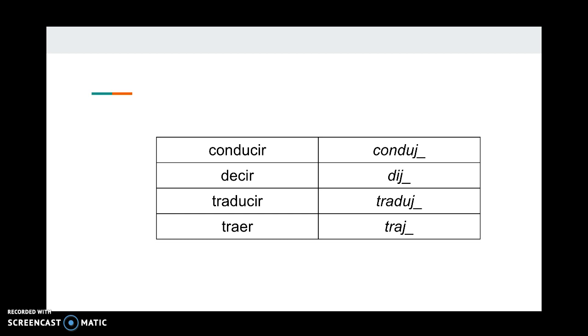So, we have here conducir, to drive. The strange stem is conduj. Decir, to say or to tell, and the strange stem is dij, D-I-J. Traducir, to translate. The strange stem is traduj. And traer, to bring. The strange stem is traj.